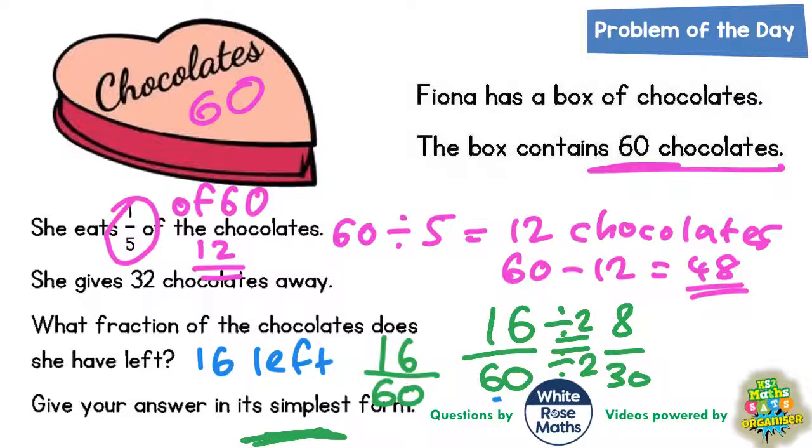Well, they're both even numbers, so we could divide them again by 2 to get another equivalent fraction. Well, 8 divided by 2 is 4, and 30 divided by 2 is 15. Now, there's no other number other than 1 that we could divide both 4 and 15 by. So that is the final answer. In its simplest form, what fraction of the chocolates does she have left? The final answer is 4/15.